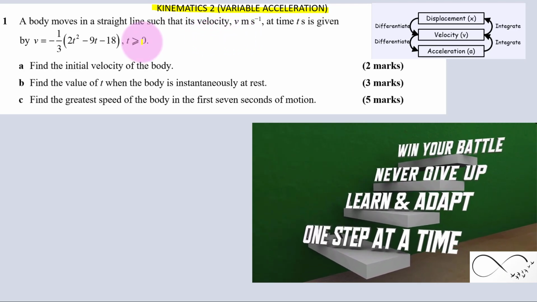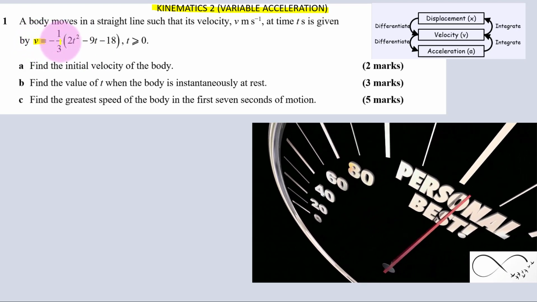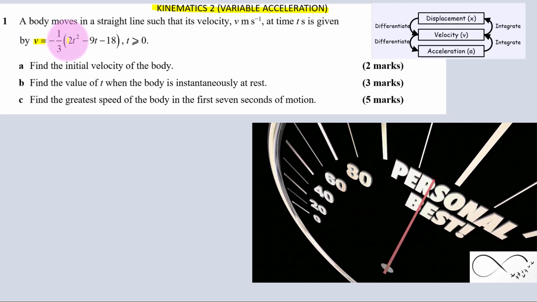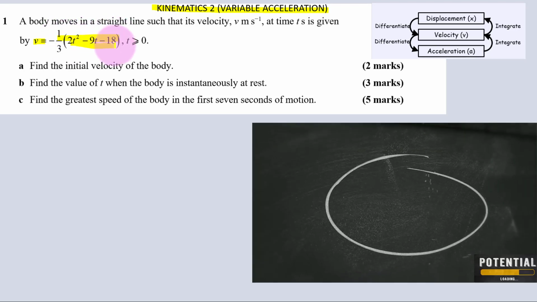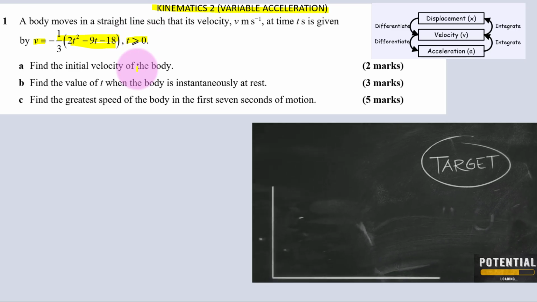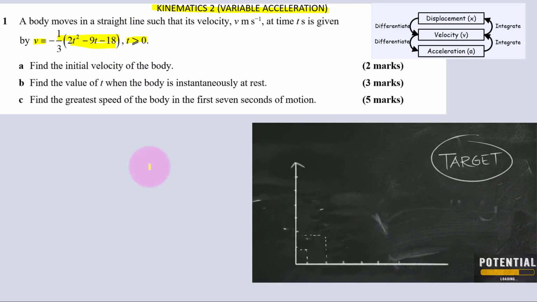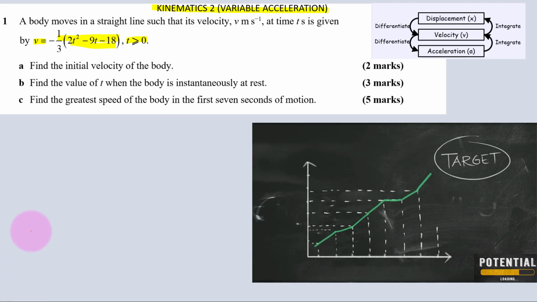Now you know it's variable acceleration straight away because you've got velocity and it changes as time changes, t here, and obviously t is greater than 0. So it says find the initial velocity of the body. Now that's straightforward. Initial velocity must be when time t equals 0.